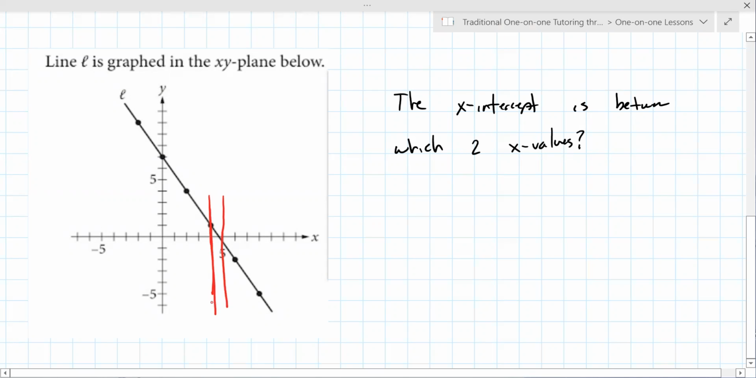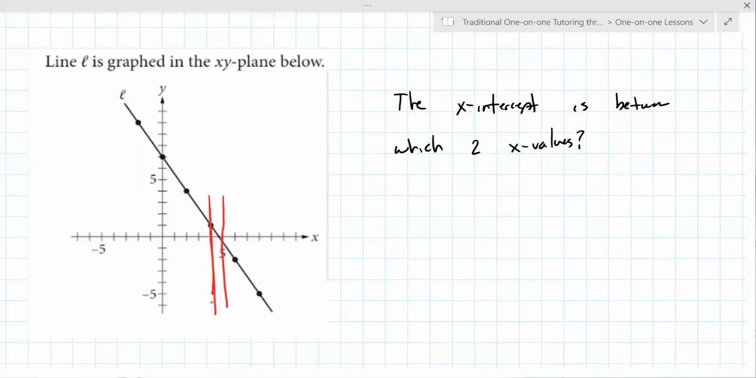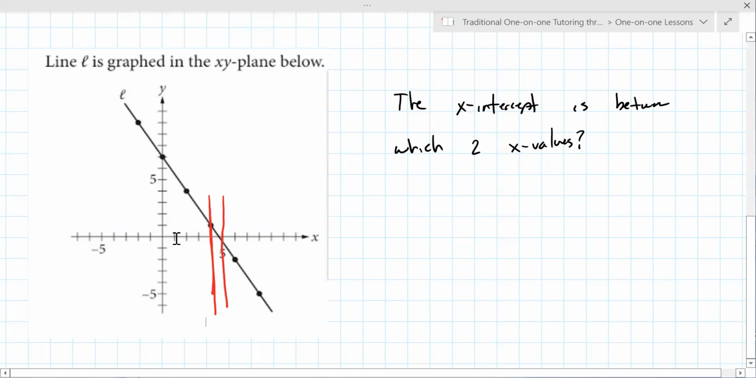Yes, between 6 and 5. Nope, try again. It's not between 6 and 5. Just count the number of vertical lines that you see. 3. There's 3 right here.